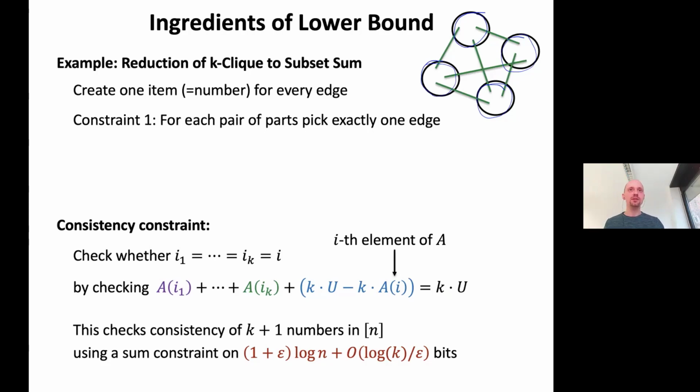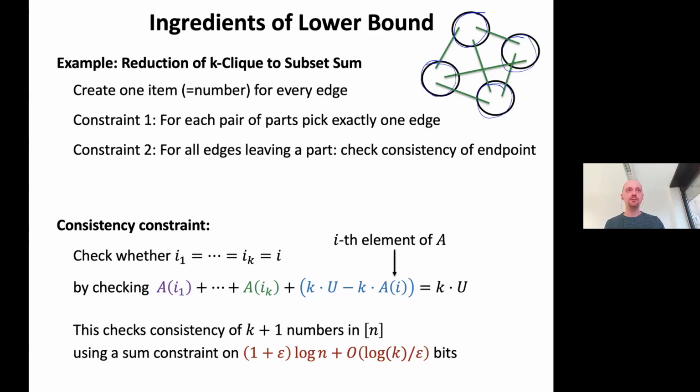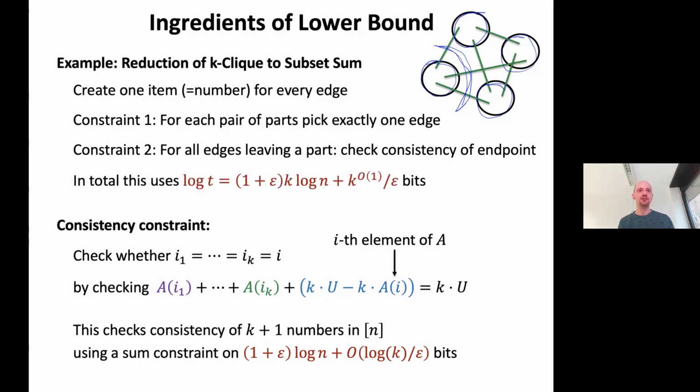So we pick one edge from every part. And for all the edges that leave one part, so these 3 edges, for example, we need to check that their endpoints are consistent, right? That all these edges choose the same endpoint, so that the union of these edges actually forms a k-clique. Okay, and now I claim that we can write down all these using only basically k log n bit numbers.